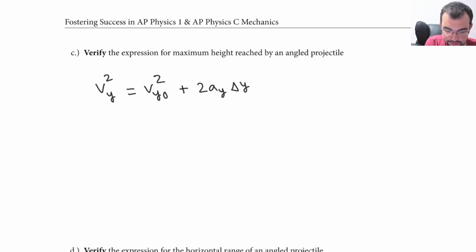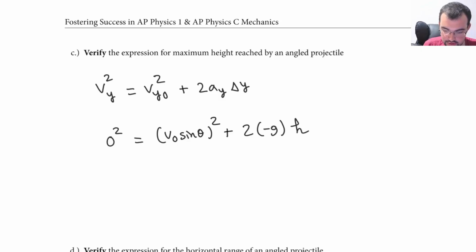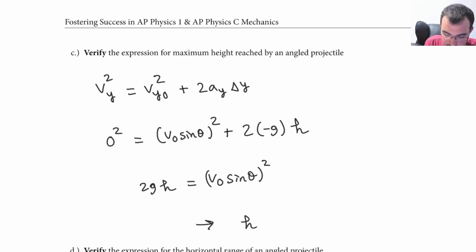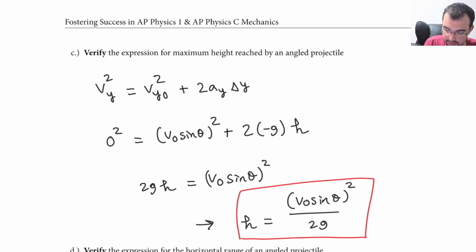2 ay delta y. At the top, there is 0 y velocity. Our initial velocity is v0 sine theta in the y direction. Our acceleration would be g down, and h would be our height. So we'd get 2gh is equal to v0 sine theta all squared. So h would be equal to that expression divided by 2g. And that works. Definitely what we expected.